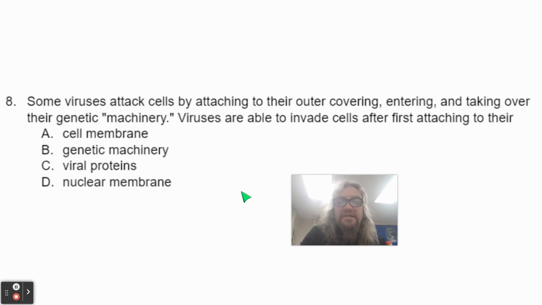Number 8. Some viruses attack cells by attaching to their outer covering, entering and taking over their genetic machinery. Viruses are able to invade cells after first attaching to their A, cell membrane, B, genetic machinery, C, viral proteins, or D, nuclear membrane.